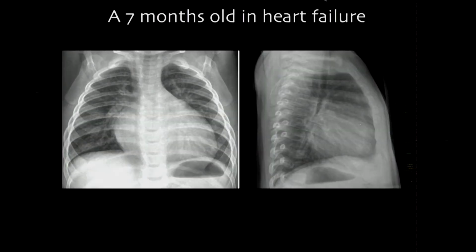So, 7 months old in heart failure. This is a typical triangular configuration with pulmonary venous hypertension. So at 7 months, what would be the differential diagnosis then?